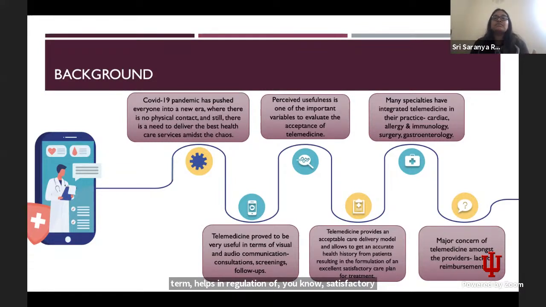And also, many specialties have started to integrate telemedicine in their practice, ranging from cardiac, surgery, gastroenterology, and also recently allergy and immunology specialties have been using it for vast purposes. And one of the major concerns which caused reluctance among providers in its use is the lack of reimbursement, because before the advent of COVID, there were many restrictions in the reimbursement, ranging from geographic restrictions, payment parities, and coverage policies.